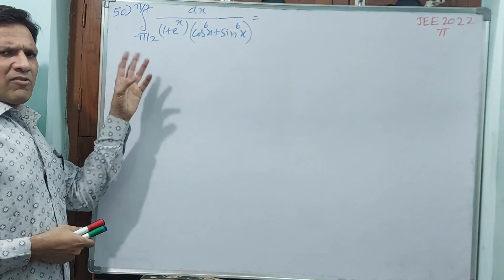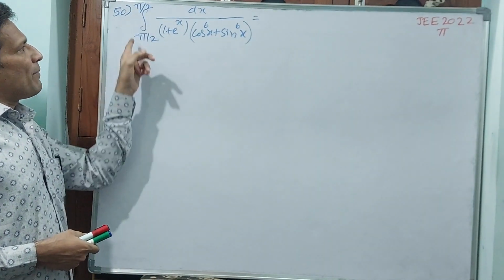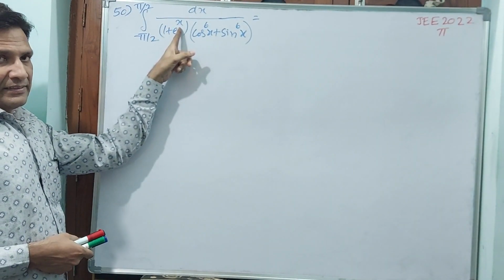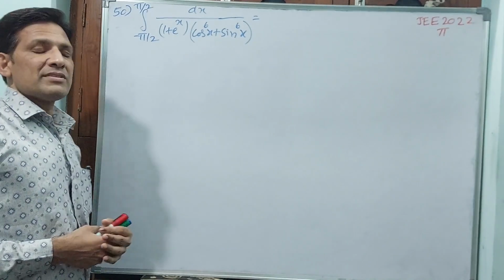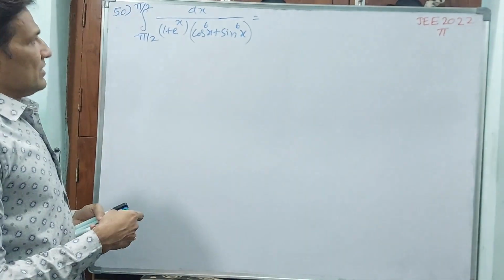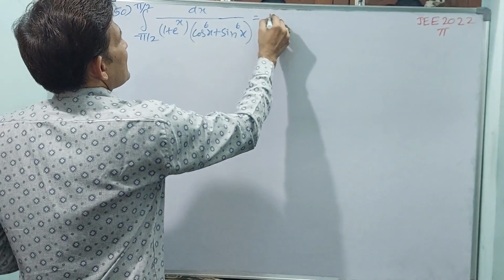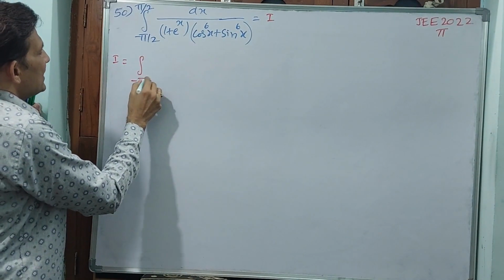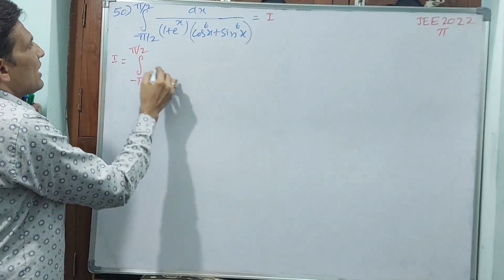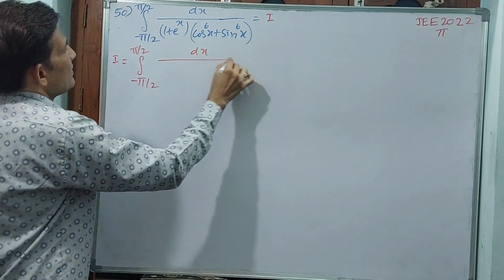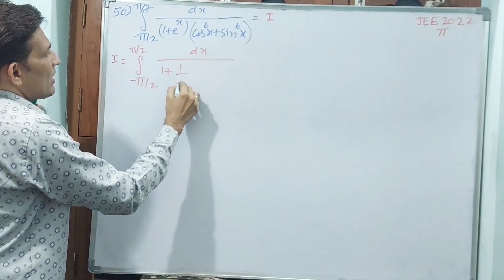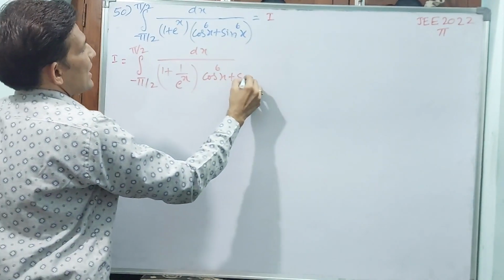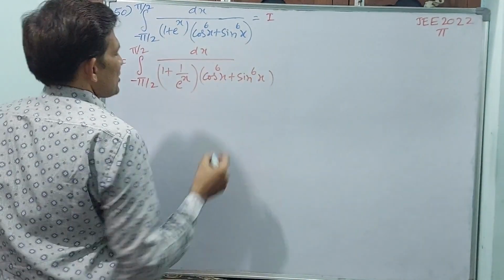Even if it is x cos x or whatever it may be, automatically if you apply this a plus b minus x rule, this is going to become minus x. Okay, 1 by 1 plus 1 by e power x. Let us see what I want to do. I am taking this as I, and I am modifying it: minus pi by 2 to plus pi by 2 dx by (1 plus 1 by e power x) into (cos to the power of 6x plus sin to the power of 6x). See, one step I have jumped.